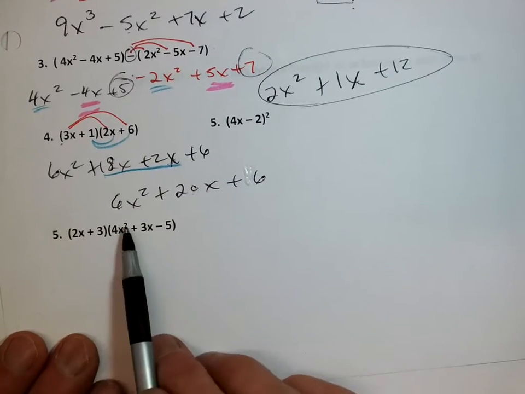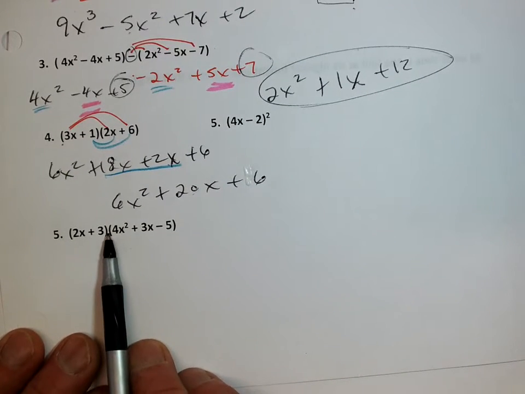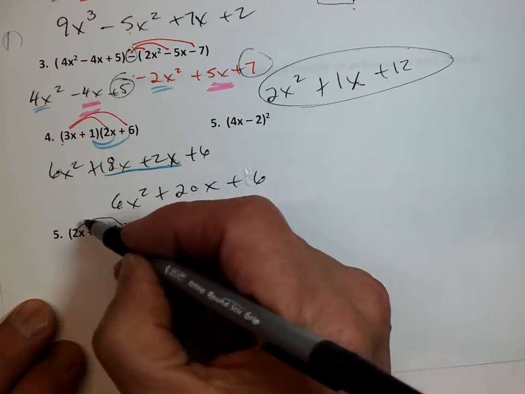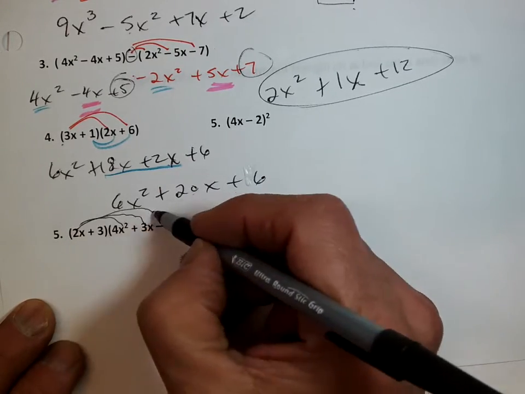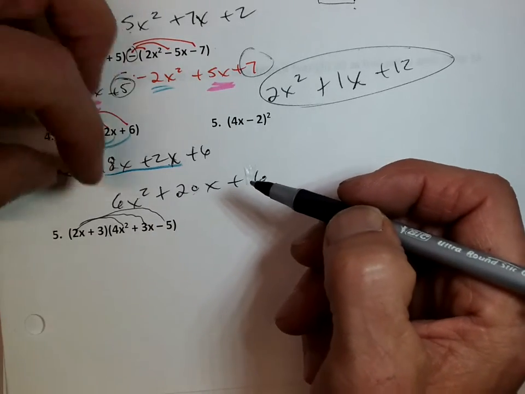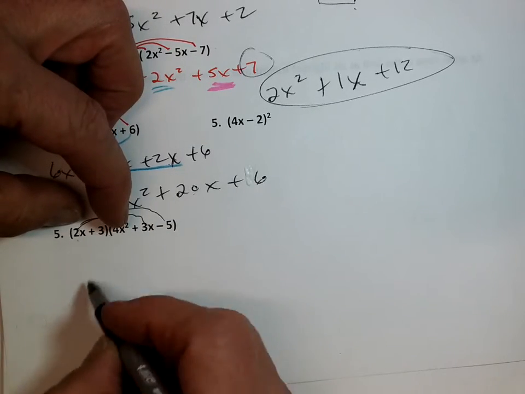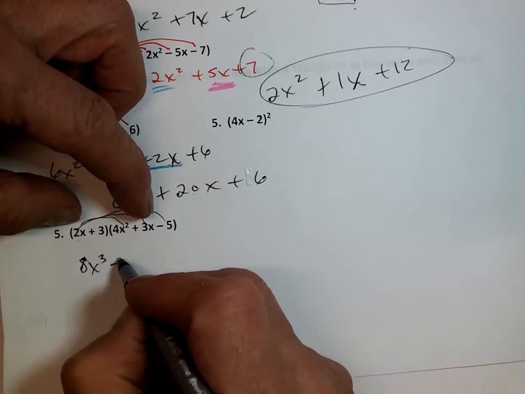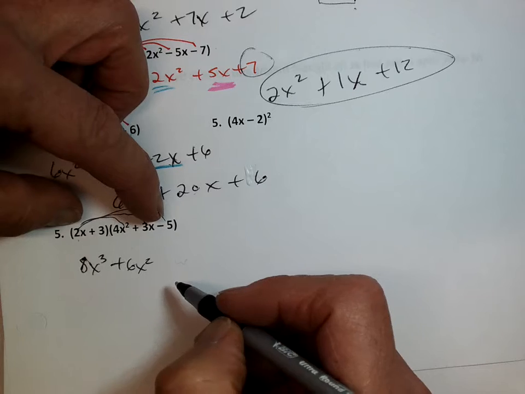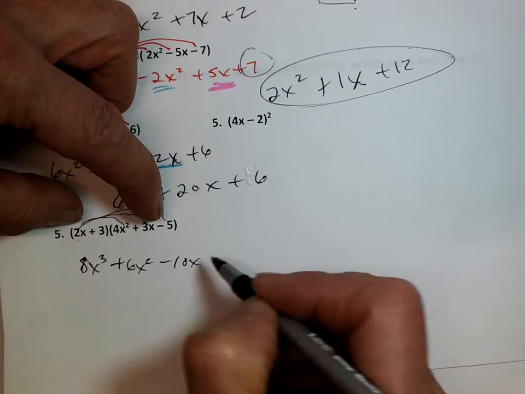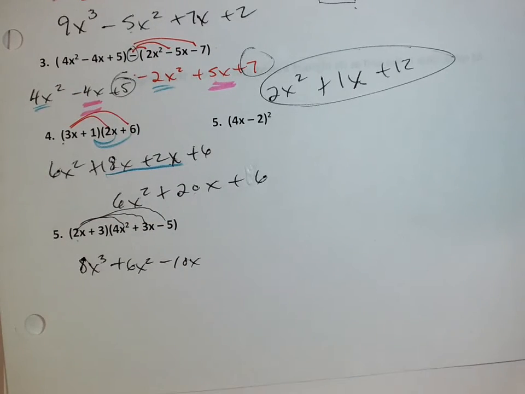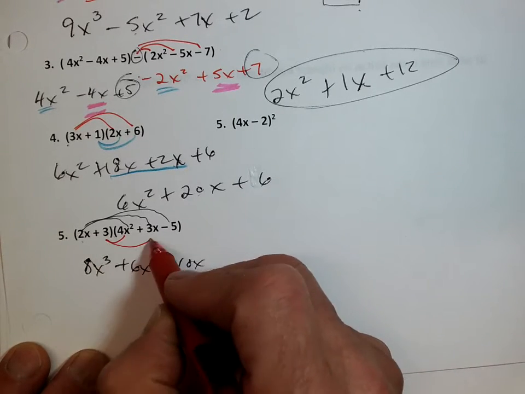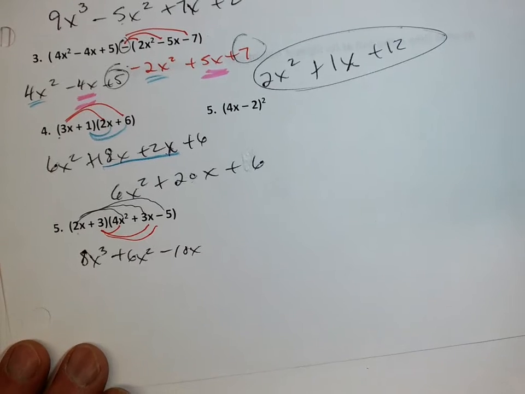Okay, now, there's an invisible times sign, right? So let's multiply. I'm going to go 2x times 4x squared, 2x times 3x, and 2x times negative 5. So I will get 2x times 4x squared makes an 8x cubed. 2x times 3x is a positive 6x squared. 2x times negative 5 is a negative 10x. How am I doing? And I will do another distribute. I'll distribute the 3 to the 4x squared, the 3 to the 3x, and the 3 to the negative 15.